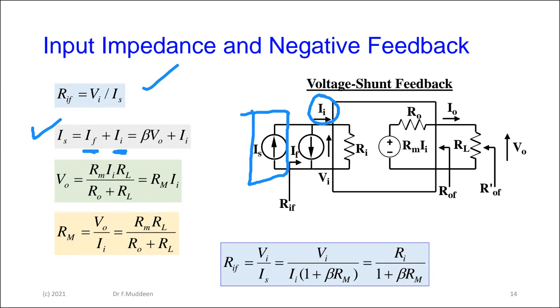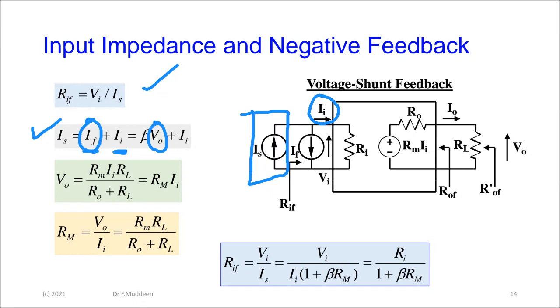Because it's voltage shunt feedback, the relationship between the feedback current and the output voltage this time is beta. So we substitute IF as beta VO, and we have IN.